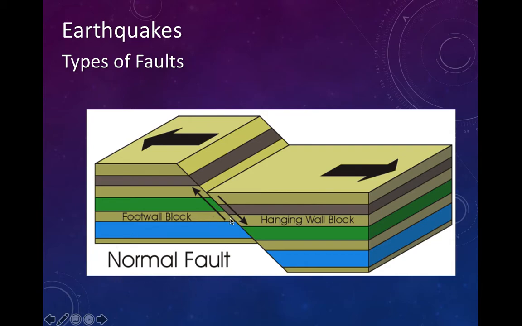Now, the footwall block, the way to remember it is it kind of looks like maybe a cartoonish foot here. You can kind of imagine that. And we'll talk about that in class a little bit. The hanging wall block, if you look at it, it is hanging on top of the footwall block. See how this section here is hanging on this section right here? So this is the hanging wall block, and this is the footwall block. All right, let's move on to the next type of fault.